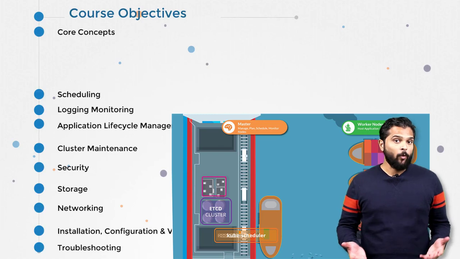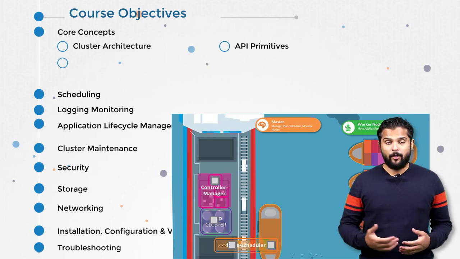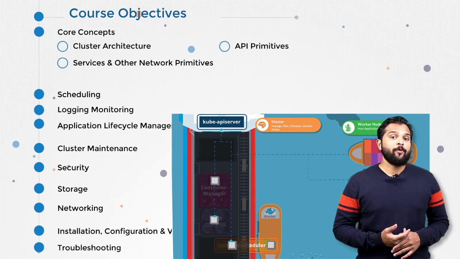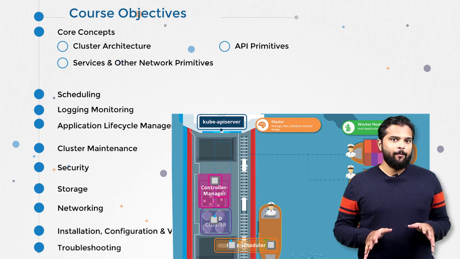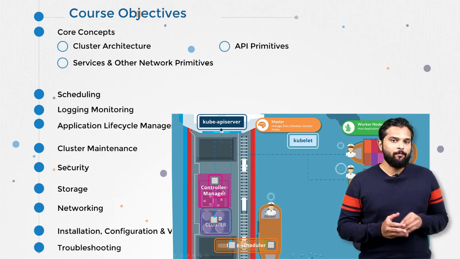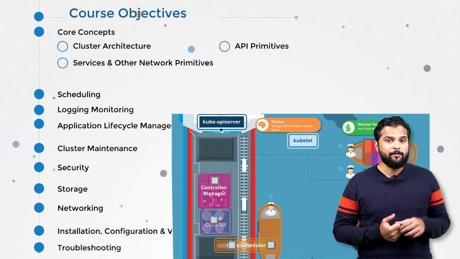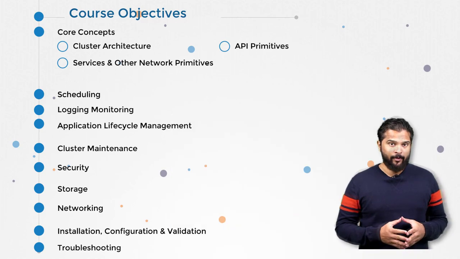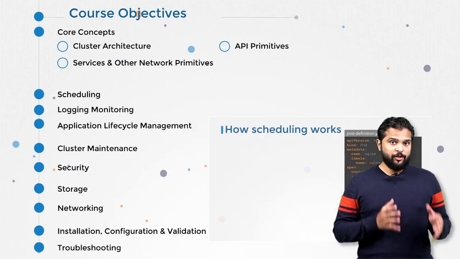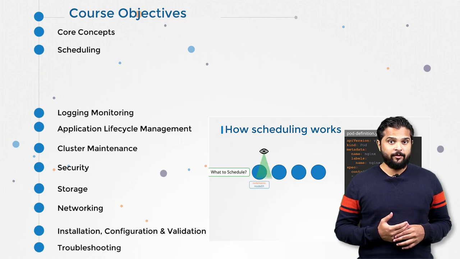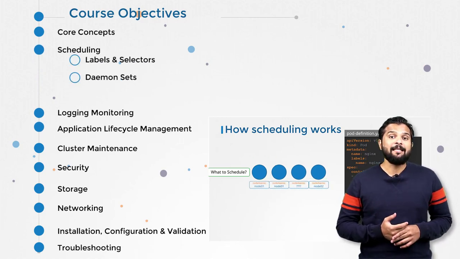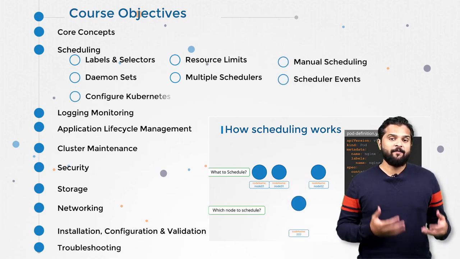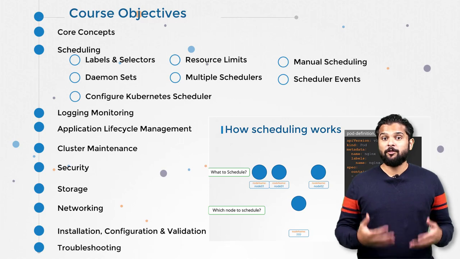We start with the core concepts, where we look at the various components that form the Kubernetes architecture. We then discuss some of the API primitives. Here, we mostly recap what we learned in the beginner's course about pods, replica sets, deployments, namespaces, etc. We then look at services and other network primitives. In the next section, we look at scheduling. We start with labels and selectors, followed by daemon sets and how resource limits can affect pod placements. We look at ways of manually scheduling a pod and configuring multiple schedulers and how to view the scheduler events.